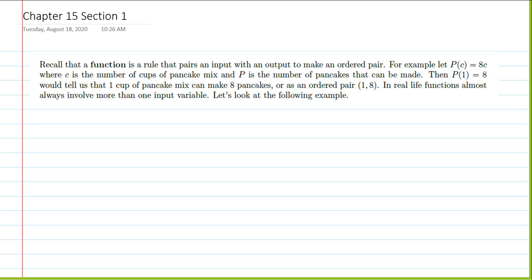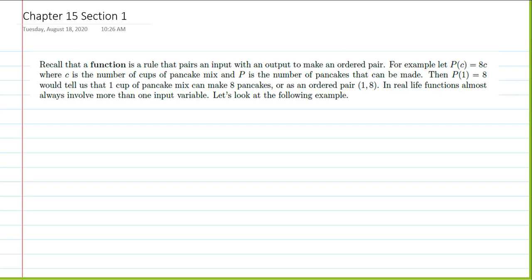All right, so chapter 15, section 1, we're going to be talking about functions of several variables. So in our mathematical career up to this point, we've usually dealt with functions of one variable, where it would be something like f of x equals 3x squared plus 2x plus 1. So we have one input, and then we would have one output, f of x. Well, we want to now expand that definition.